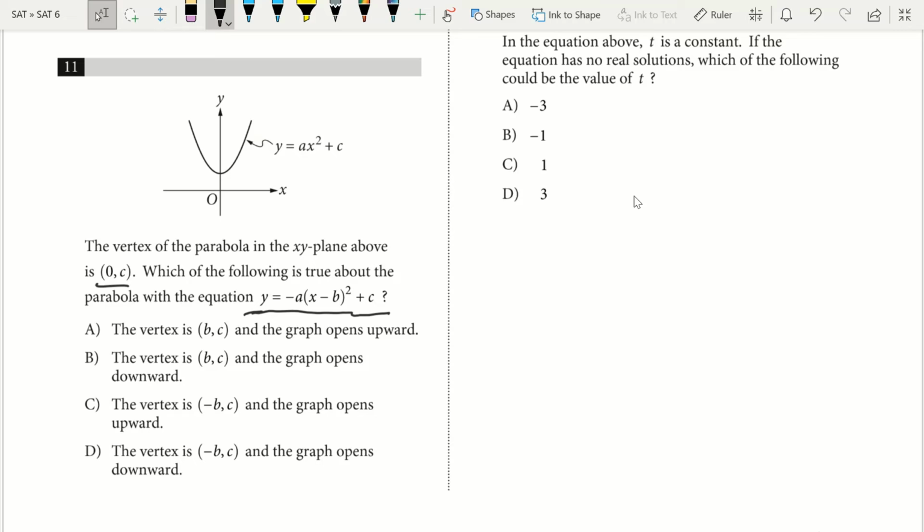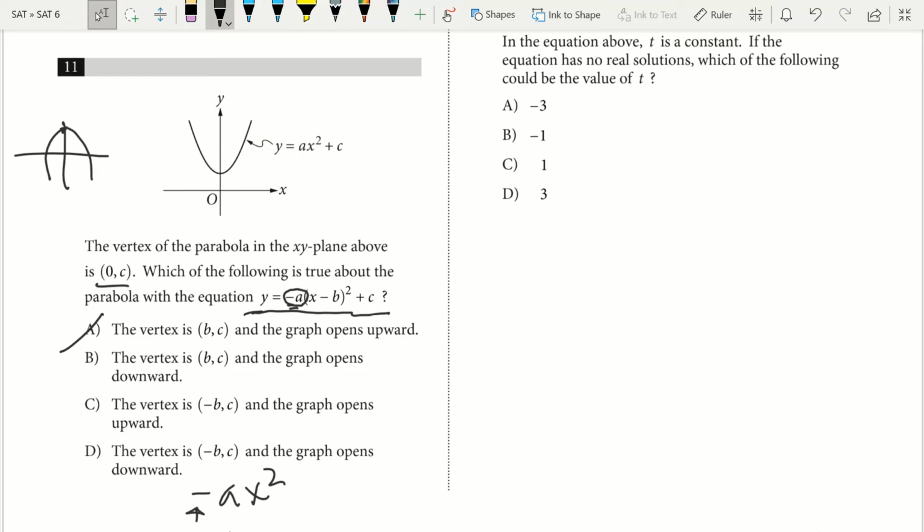plus c? Alright, well, if we look at our equation, we're asked for what's true of the parabola with this equation, right? Well, we see it has negative a, and we see we have x minus b squared next to it. So we know when we do that, we're going to end up with negative a x squared. Well, what does this negative mean? It means that if we were to graph it, wherever our vertex is, we'll say it's right here, we're going to open down, because we have that negative a. So we know that we're going to open down.